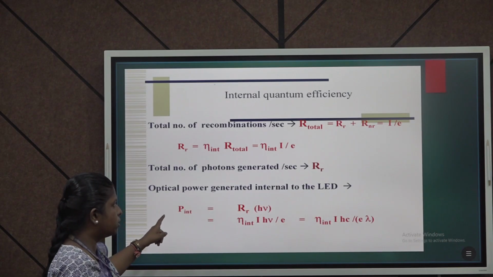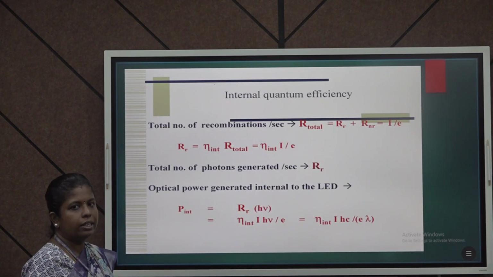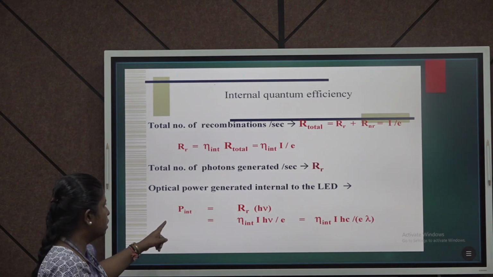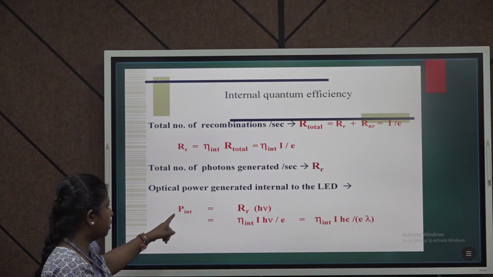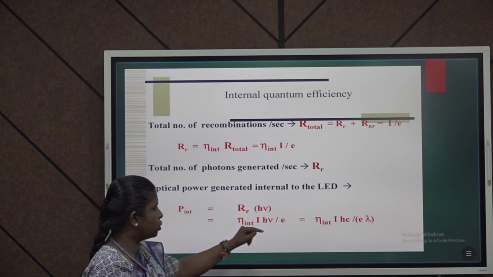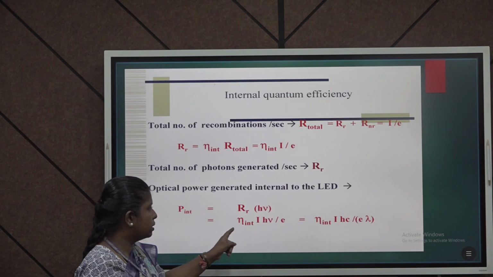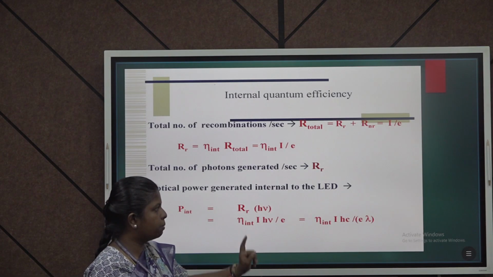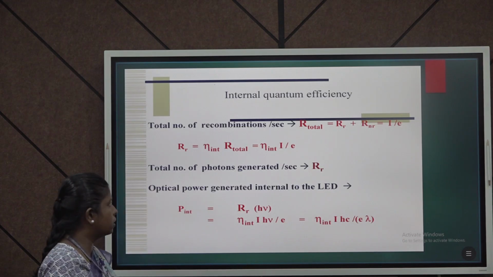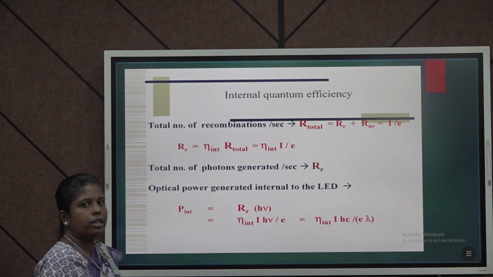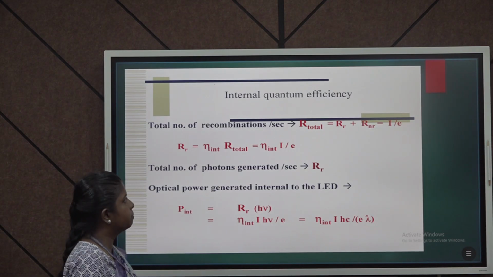So the optical power internal to the LED is also calculated. The power generated is calculated with P internal equal to R_r times h nu, that is, internal efficiency times I h nu divided by e, which can be used for the optical power generated inside the internal part of the LED.